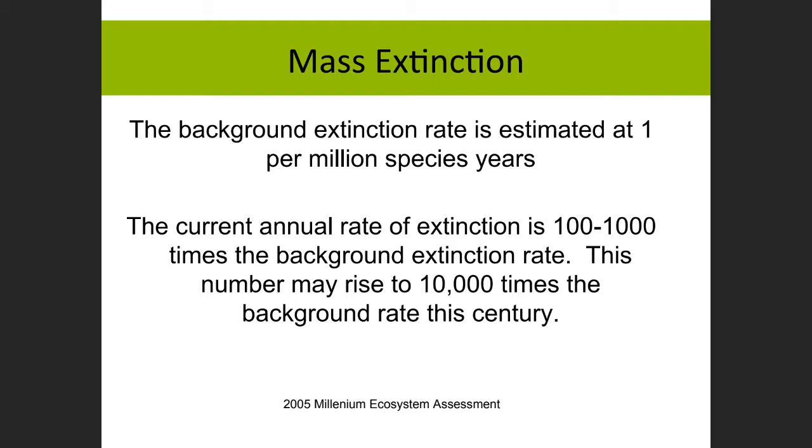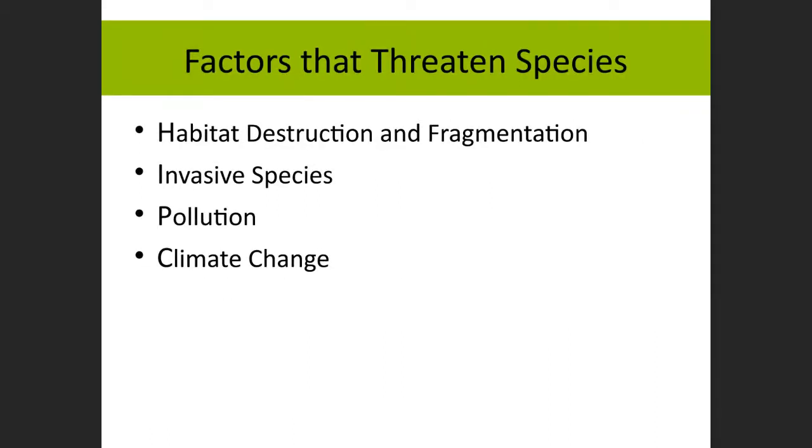So there's always some species that are going extinct, either just due to random chance, right? They get wiped out, or competition, or something like that. However, the current rate of extinction is up to 1,000 times that background rate. And it may rise even higher. It's kind of accelerating as the millennium continues. So this is what classifies as a mass extinction. And the factors that are contributing to this are habitat destruction, invasive species, pollution, and climate change.